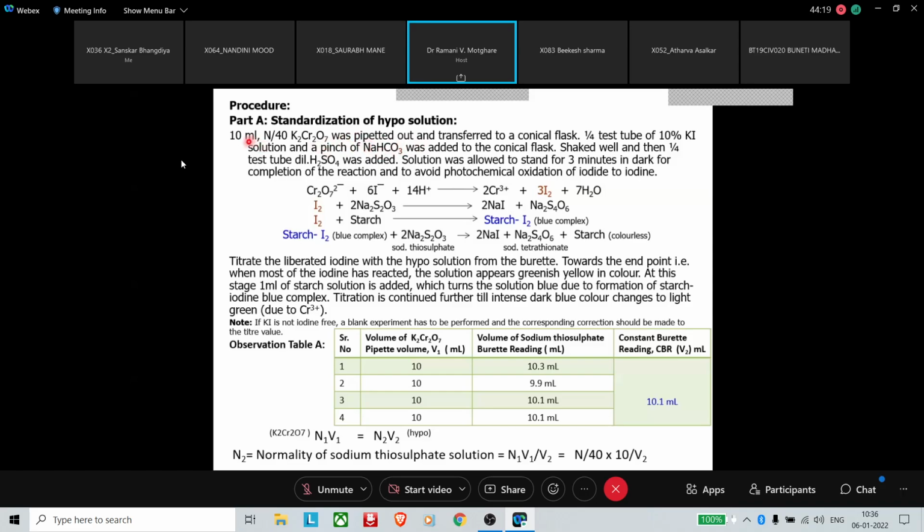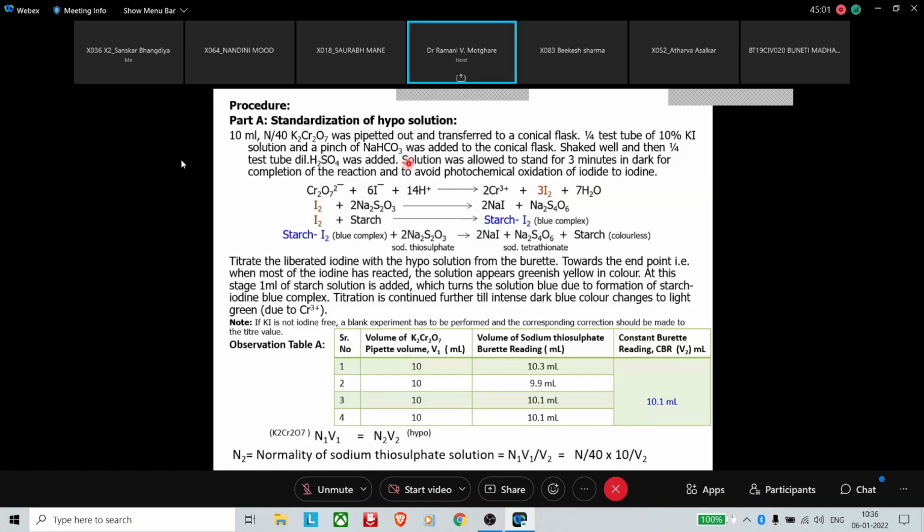Okay. So you pipette out the 10 ml of standard potassium dichromate solution and transfer it into a conical flask, then you are supposed to add 1/4 test tube of 10% KI solution. So 1/4 test tube means that on the platform there will be a test tube with a marker saying that you add this much quantity of KI solution to it. And after putting KI, you are supposed to put a pinch of NaHCO3. The NaHCO3 will be kept in a petri dish, and using two fingers, you take a pinch and add it there.